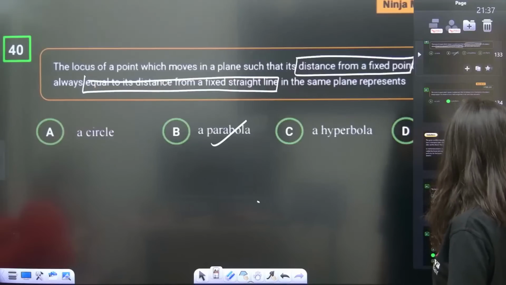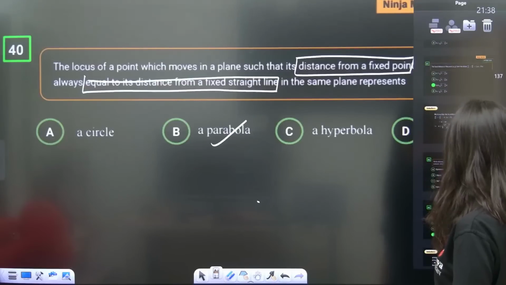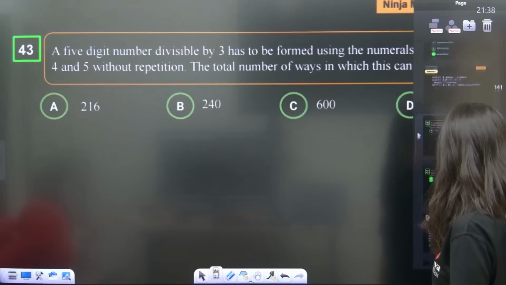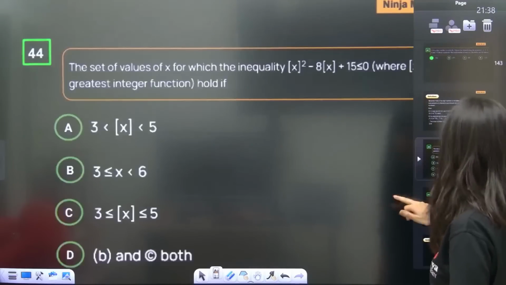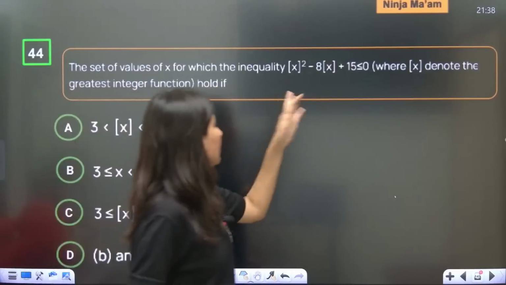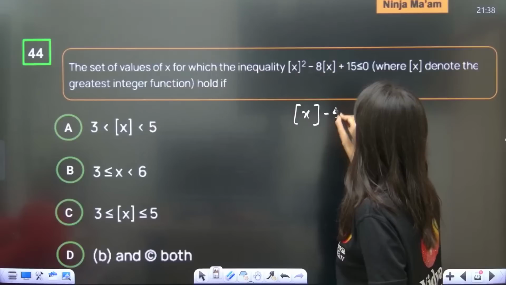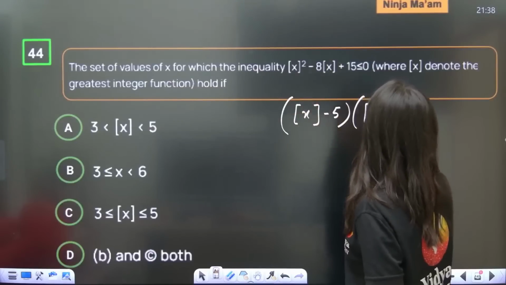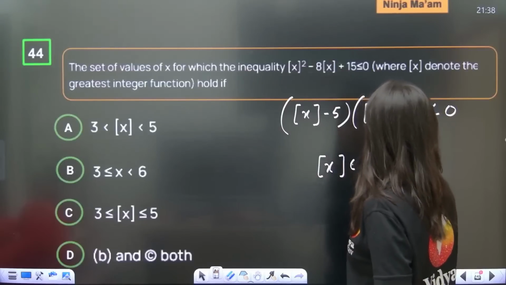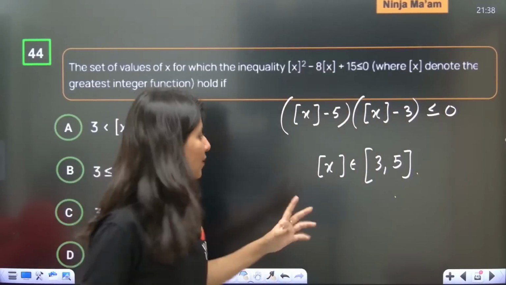Then next question. The set of values of x for which this inequality holds. So this is the inequality with GIF of x. Let me split this inequality into 5 and 3. So (GIF of x minus 5)(GIF of x minus 3) is less than or equal to 0. So GIF of x belongs to 3, 5.